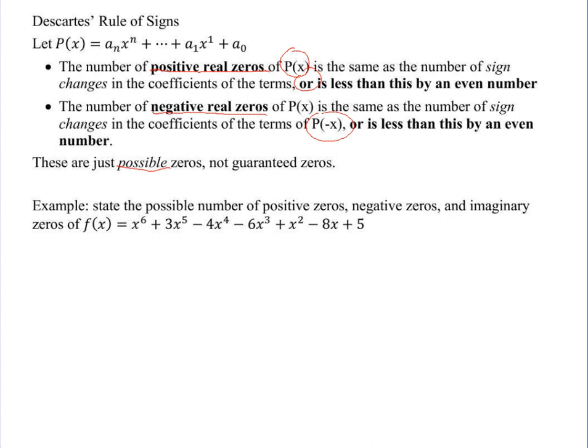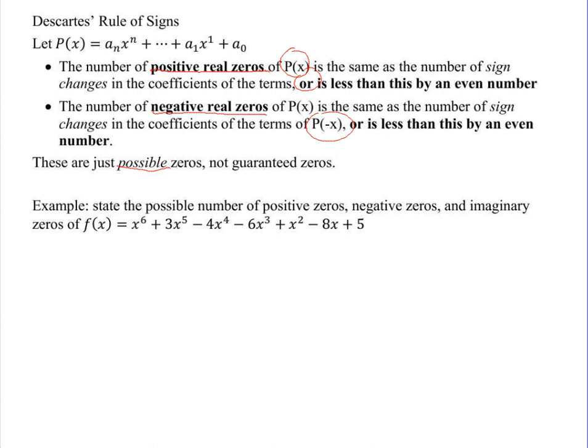So let's practice on this one. State the possible number of positive zeros, negative zeros, and imaginary zeros of the polynomial. Well, in this polynomial, how many zeros am I going to have total? Yeah, because it's a 6th degree polynomial, so there's going to be 6 zeros.